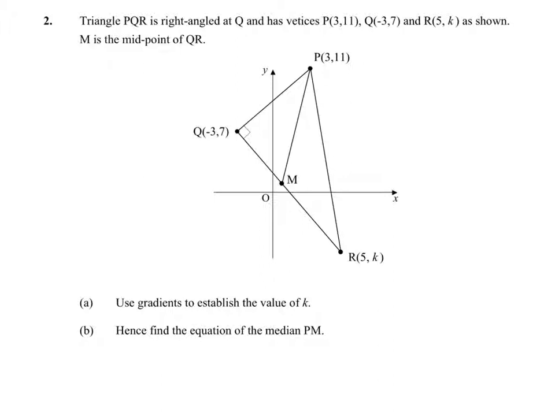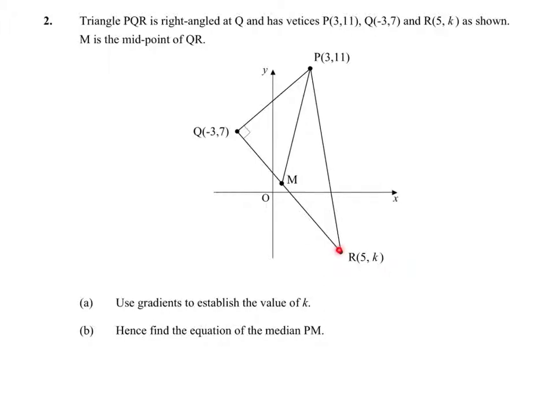Question number 2. Triangle PQR is right angled at Q, it's here, and has vertices P (3, 11), Q (-3, 7) and R (5, k), where we don't yet know the value of k. M is the midpoint of the line QR. Part a, use gradients to establish the value of k.